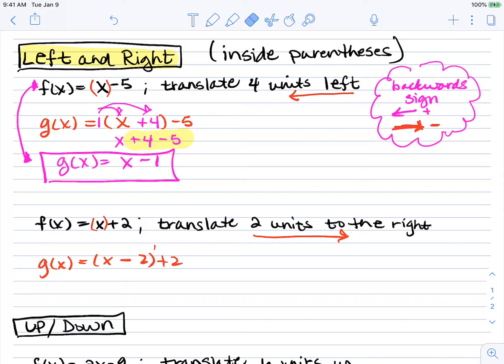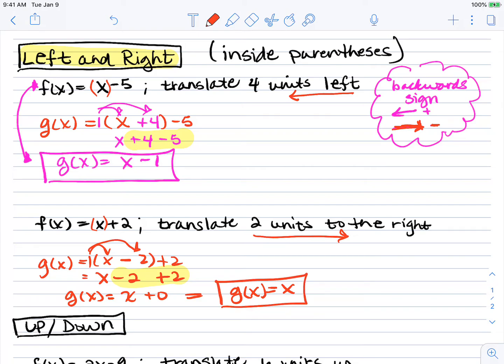So I'm going to clear my parentheses and say I'm going to get my x minus 2 plus 2. And so g of x equals, well, x minus 2 plus 2, well, that's 0. Or this is g of x equals x. All right, again, I started with an f of x. That's what was given. I made the translation and I rewrote it as g of x, saying once I do this translation, I've got this new equation called g of x. Okay.